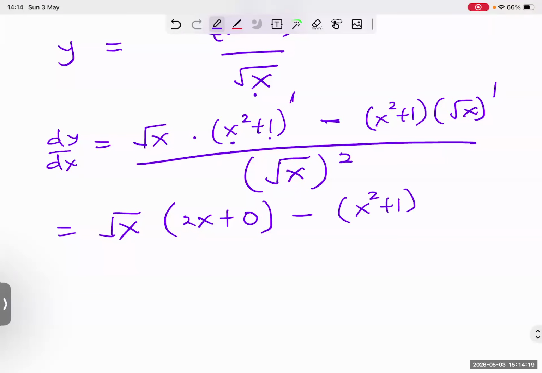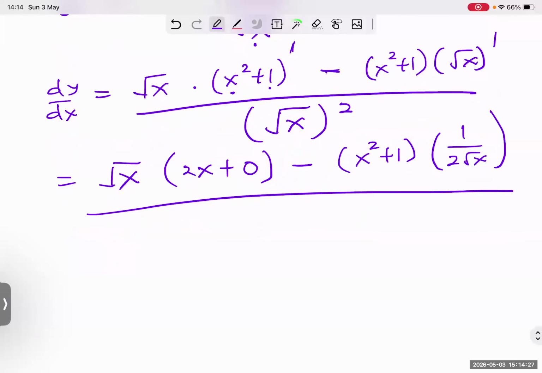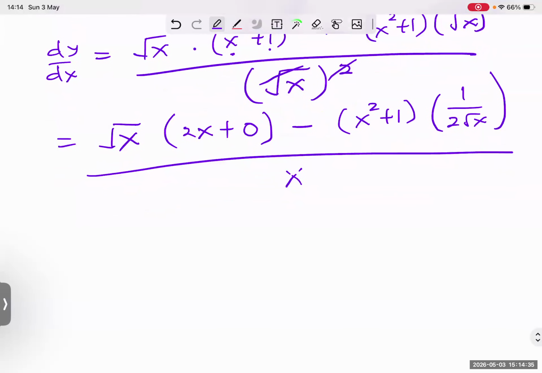If we differentiate root of x, we've done this over and over, the answer is always 1 over 2 root x, all over the square root of x squared. The square roots get rid of each other. So from the denominator side, I'm going to have just x. Let's open some brackets and do some simplification.